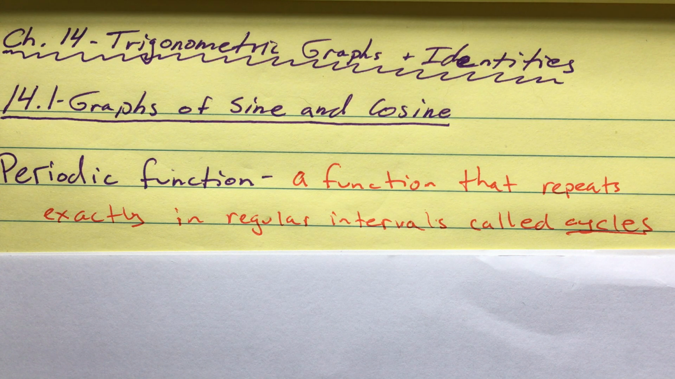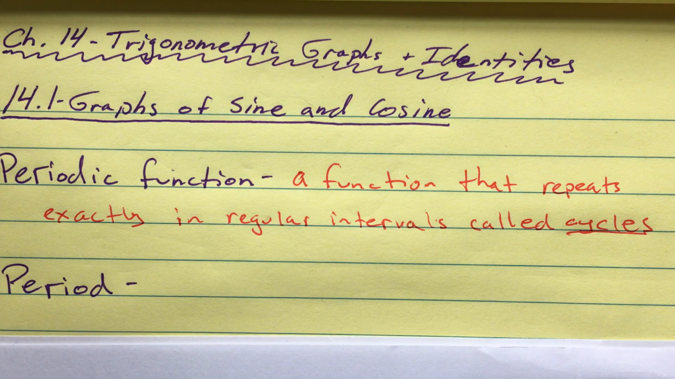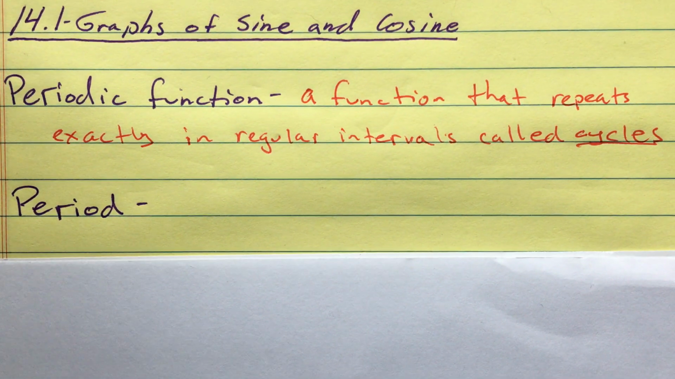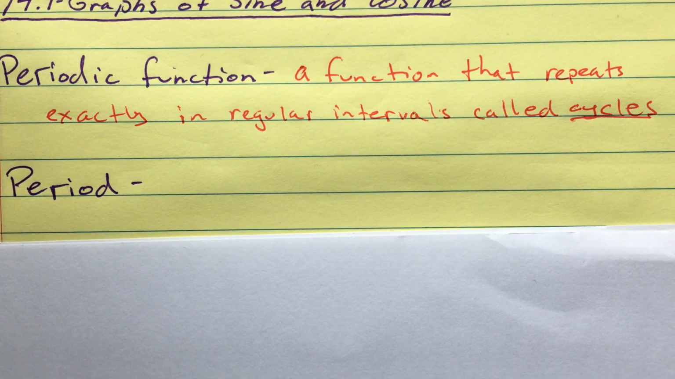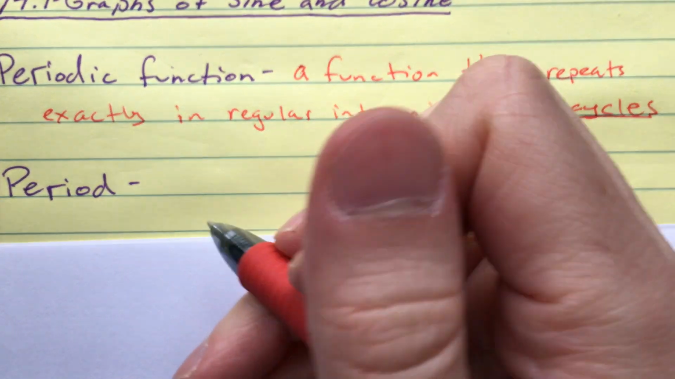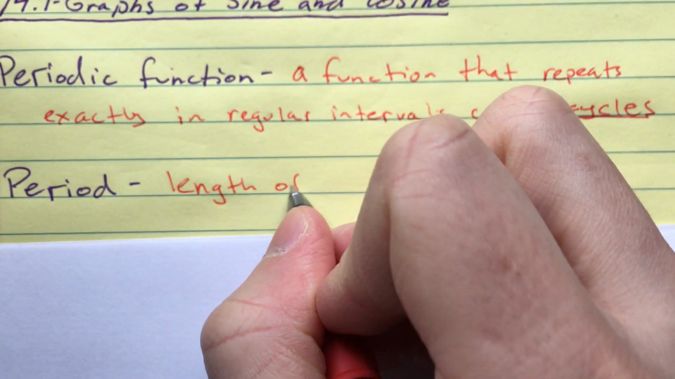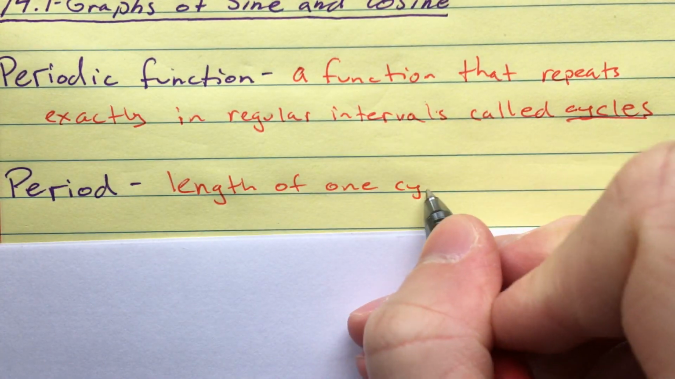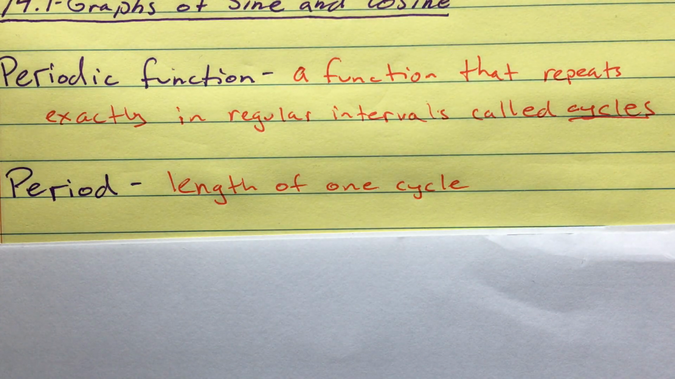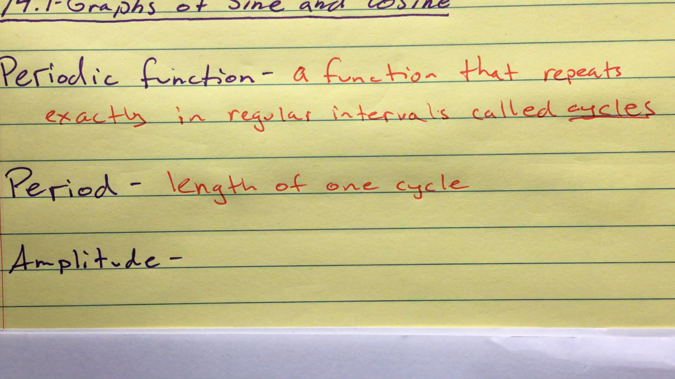So you have a graph, and then at a certain point it starts to repeat, and you have the same graph over and over and over again. So that cycle, the length of that cycle is the period length of the function. So period is the length of one cycle. And then the next part of a graph that we'll talk about is the amplitude.